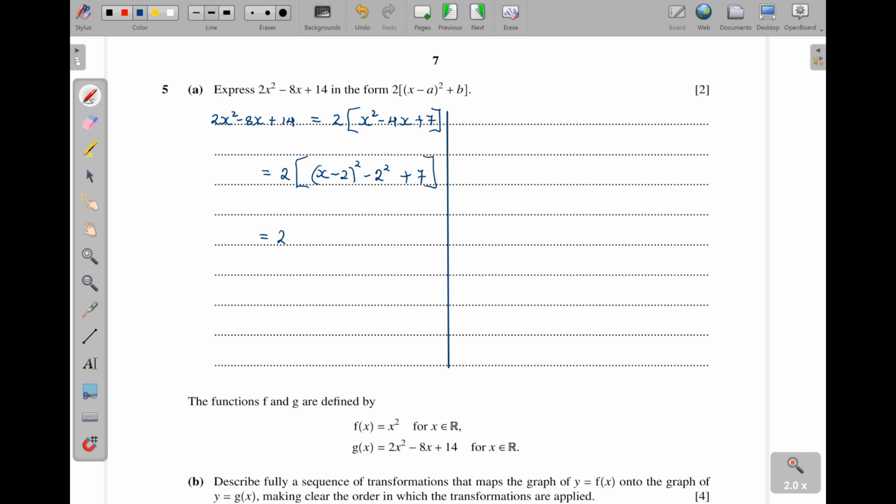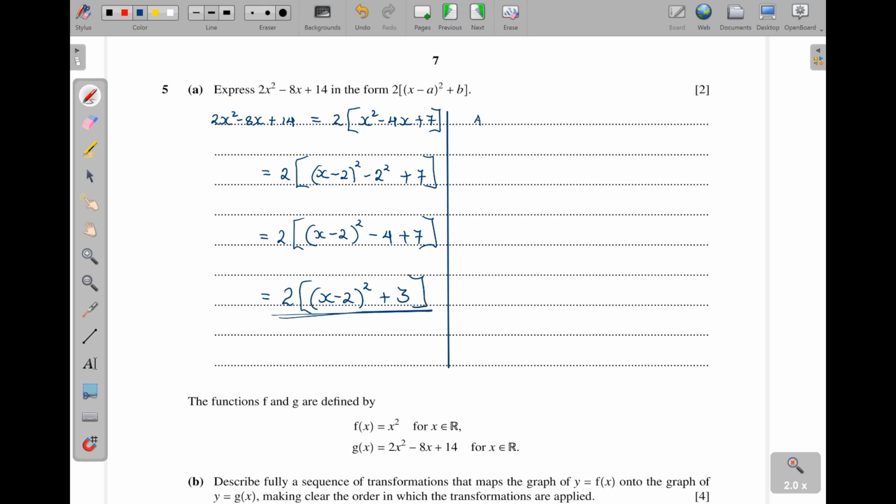Simplifying this, this one is going to be x minus 2 squared. This one is going to be minus 4 plus 7. Of course, that will give us a 3. So our answer is going to be 2 into x minus 2 squared, then plus 3. That is the format they want.